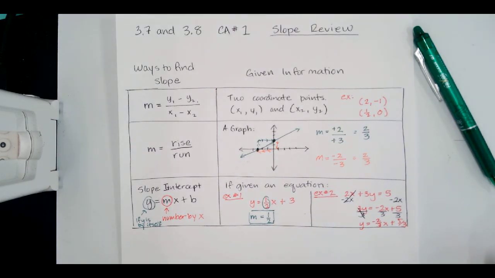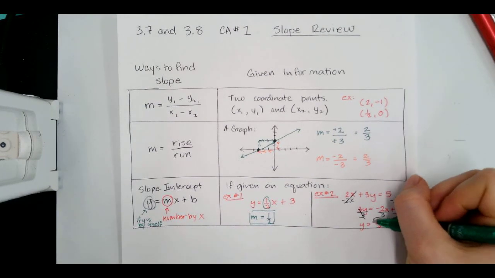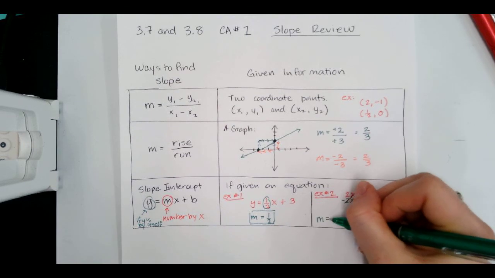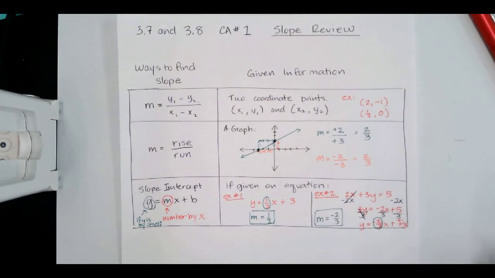All right. Is y by itself? Yes, indeed it is. So to find the slope, I just look for x. Where is x? Right there. The number next to x is negative 2 over 3. So my slope for this equation is m equals negative 2 over 3. And I box my answer.